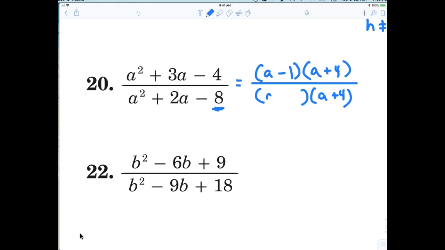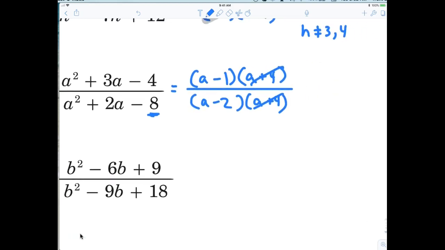And then what? I'm really wanting you to listen to what I'm telling you because that's a huge part of making it easy. Once you factor one, look for those factors in the other one. Is everybody hearing me on that? All right. So now the a plus 4's do what? Cancel.